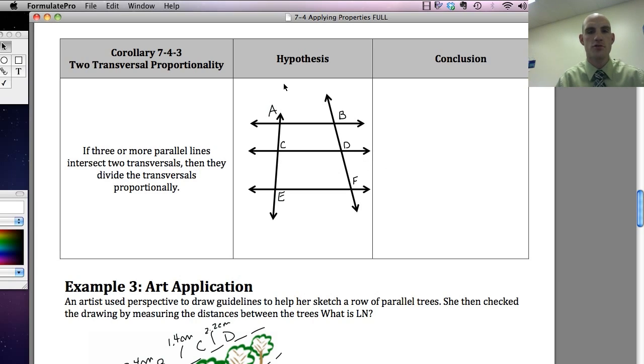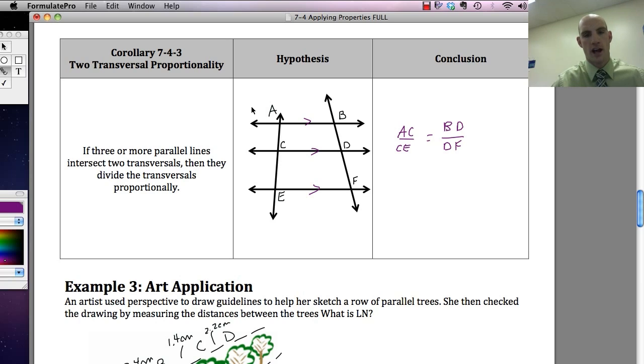Now what we have here is we have two transversals, AE and BF, and we have three or more parallel lines dividing those things. It kind of looks like this. AB, CD, and EF are all parallel. Okay, and so that's what we're looking at here. The conclusion that we draw here, according to the corollary, is that if three or more parallel lines intersect two transversals, then they divide the transversals proportionally. And so what this gives us is AC over CE is equal to BD over DF. Okay, and so the pieces are now proportional because these lines are parallel and they're cutting transversals.